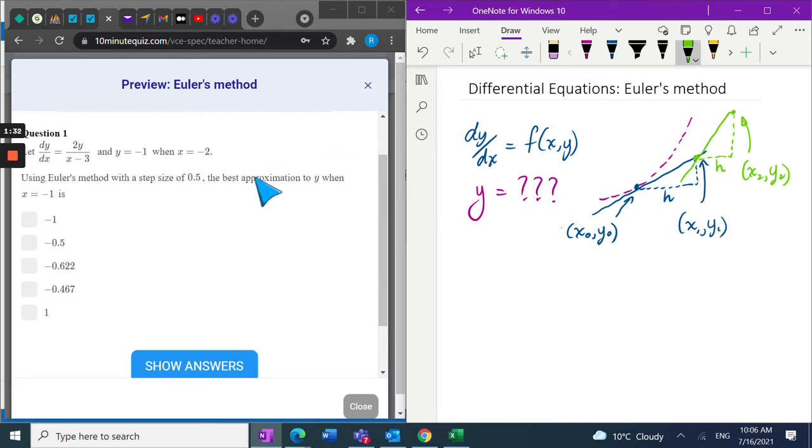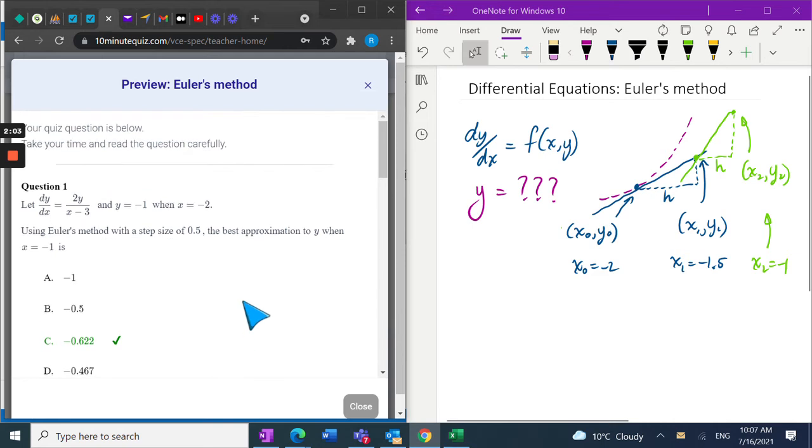So in this example, our step size is 0.5. We're starting at x equals -2, and we want to get to x equals -1. So using steps of 0.5, we're going to need to do 2 steps to get to x equal to -1, and we're trying to estimate that y value.